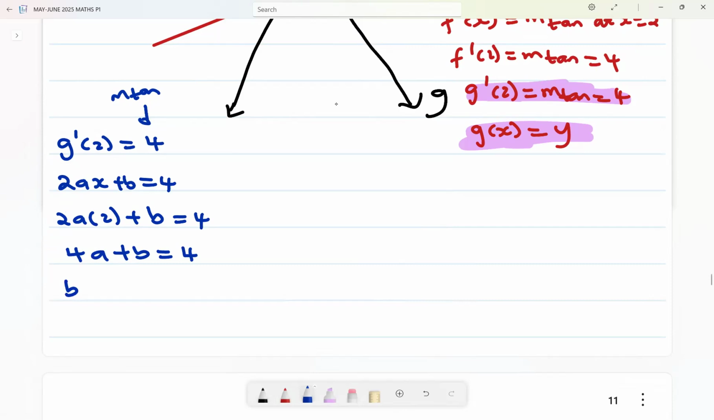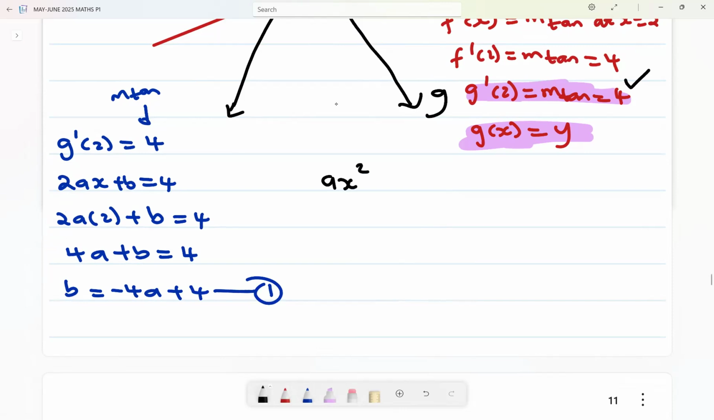And then I can say b is equal to what? Negative 4a plus 4. Name this equation 1. And go to the next property. g of y is equal to y. Okay, g of y, it is the value of y.